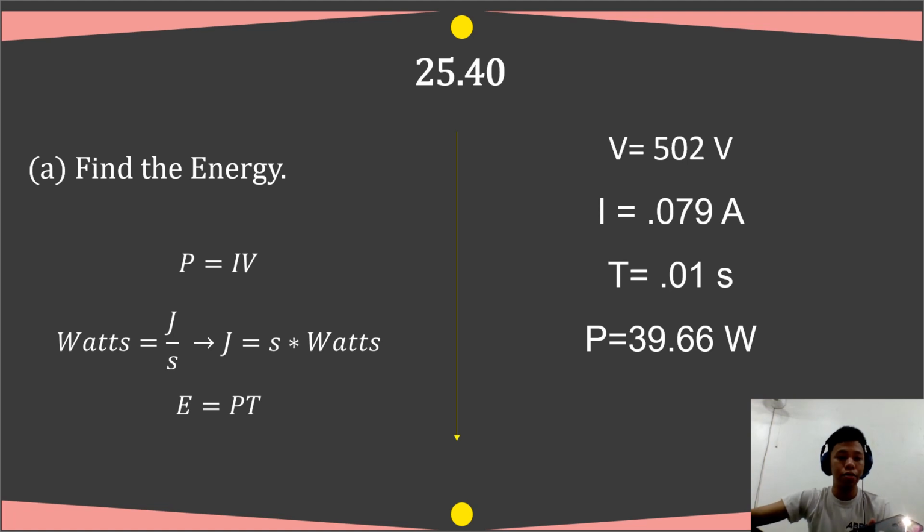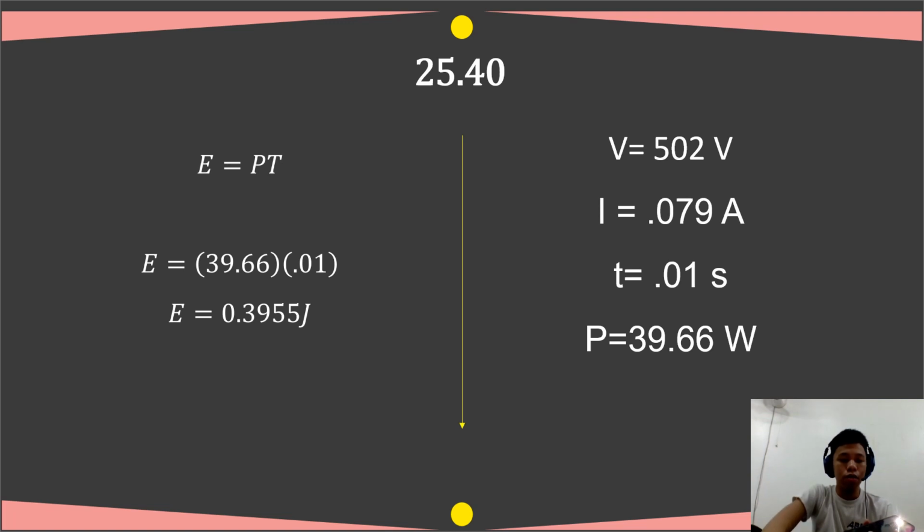So for letter B, we're asked to find the energy. Since I explained it earlier, we're gonna skip to the equation part. The energy is simply E is equal to power times time. Since we already found the power earlier at problem A, we just substitute the given values as usual, and then you just multiply 39.66 by 0.01, and you're gonna get 0.3955 joules for the energy consumed.